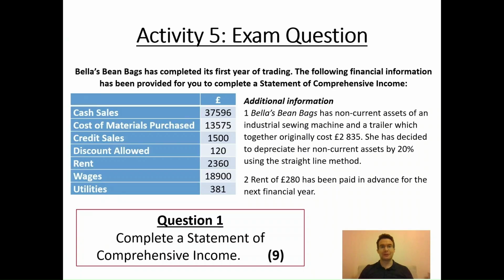Now, let's put all we've learned into practice. On the screen is an exam question. The question relates to Bella's beanbags, and the exam question asks you to complete a statement of comprehensive income. It will be tricky, but approach it in a logical fashion and you should be absolutely fine. On the left-hand side, you've got a number of different entries of different costs, expenses, and of course sales revenues. And you've got some additional information upon the right hand side which you'll need to take into account when completing your statement. So let's have a look at some answers.